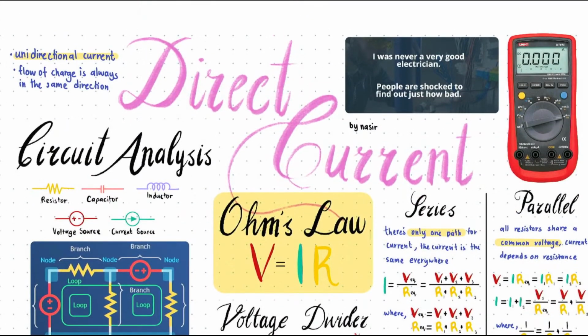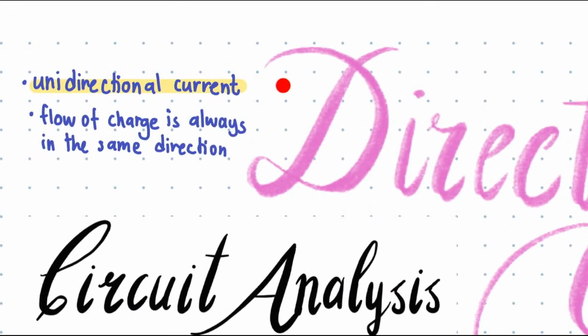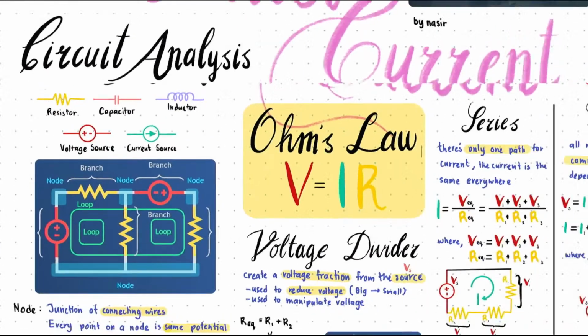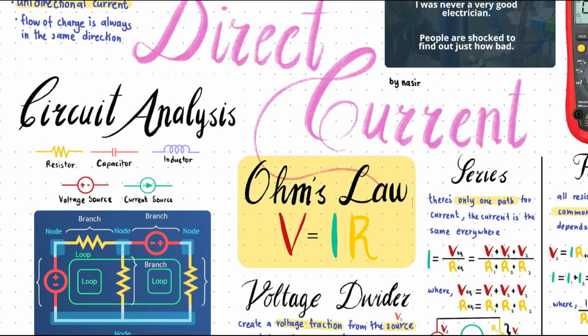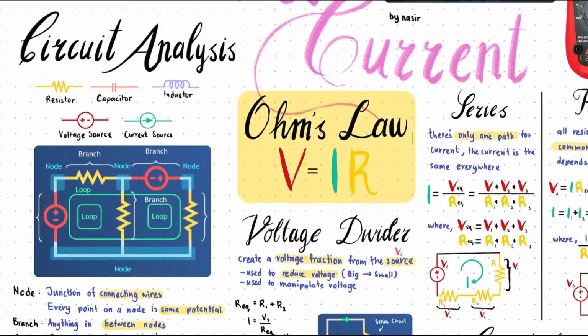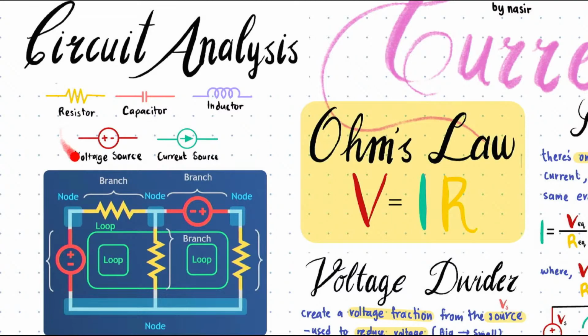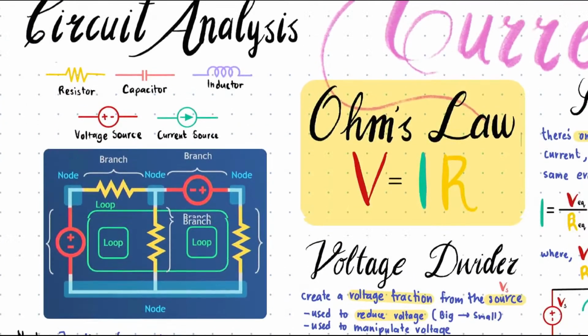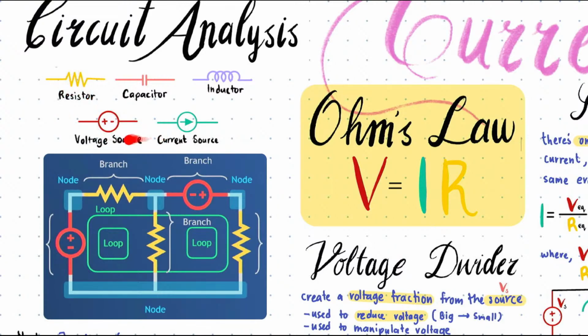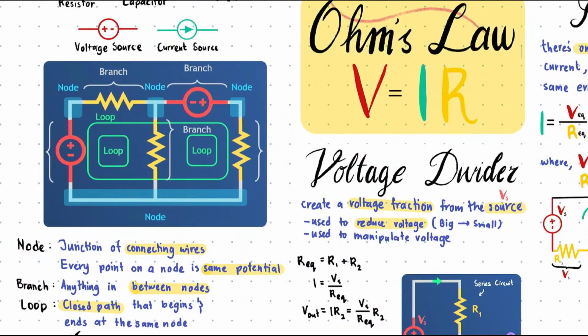Okay. Dah okay balik. So this direct current is a unidirectional current, and the flow of charge is always in the same direction, in one direction. So in our syllabus we talk about circuit analysis. So in a circuit there could be many components. There is a resistor, a capacitor, an inductor, voltage source, and current source. For a direct current, for DC, there's only a resistor, voltage source, and current source. So there can be a lot of arrangement of the components.